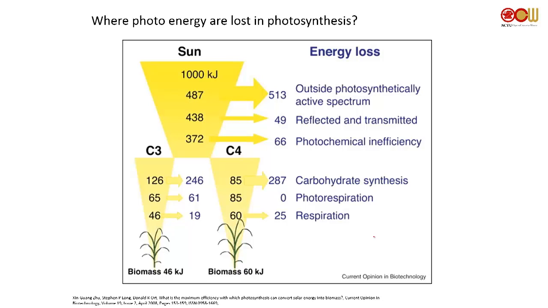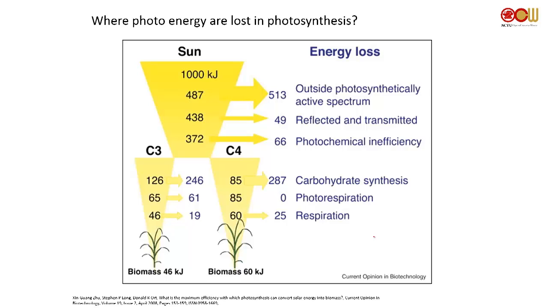Okay, so let's take a look at photo energy in photosynthesis. Okay, this is a review paper that I got in 2008. This review paper is doing a calculation on energy conversion efficiency from solar energy to biomass energy. Okay, because why do we care? So it's important. Let's say I start with 1,000 kilojoules of energy from the sun. That's how much energy I'm shooting at the surface of the Earth.